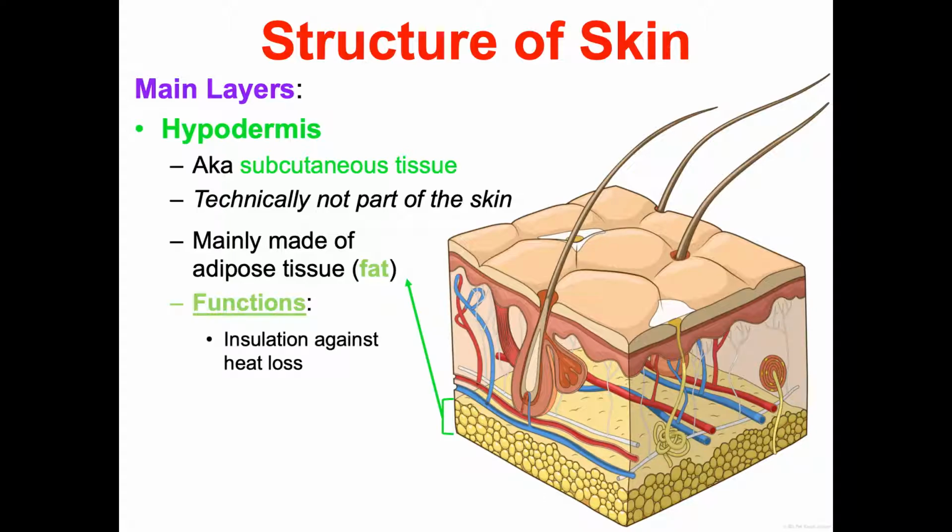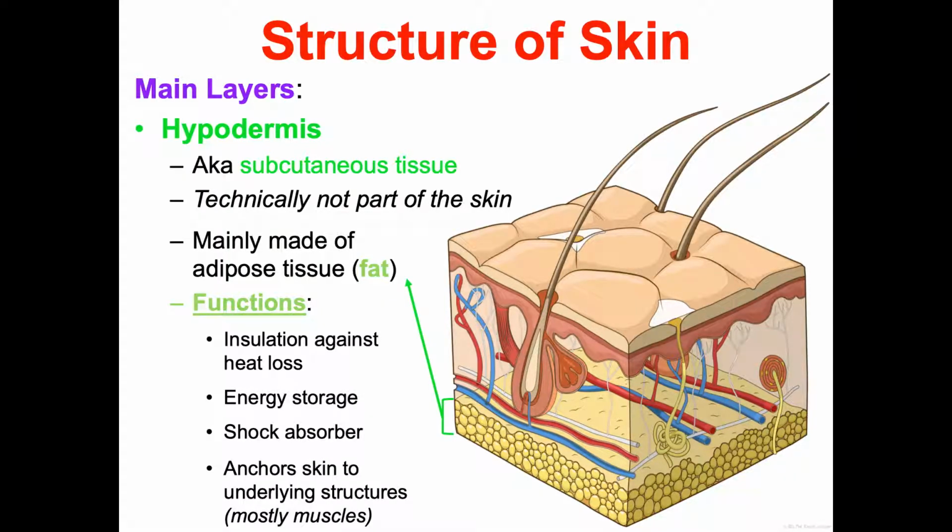And it has important roles. It helps insulate against heat loss, storing energy, of course, because we know that's a huge role of our fat, helps absorb shock, and then also it's anchoring the skin to all of those underlying structures like the skeletal muscles that I mentioned. So it's really important, but again, technically not part of the skin.